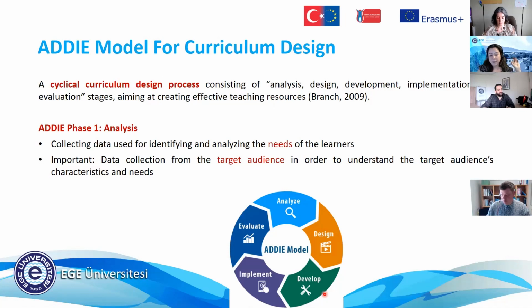So the first one is a cyclical curriculum design process. This is, as you can see, a cyclical design process. It starts with analyze and continues with design and develop, implement, and evaluate. So this is a curriculum design process that aims at creating effective teaching resources. In the first IO, or in the first phase, we started with analysis.